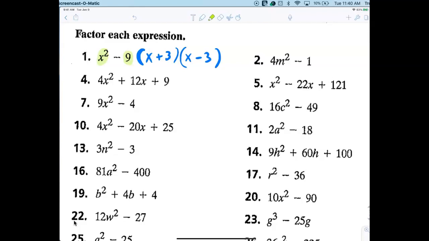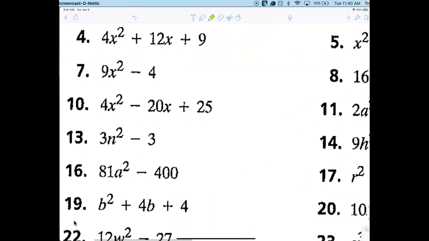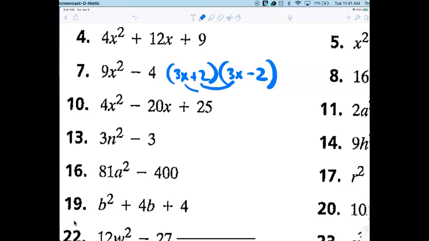Now, I want to try number 7. Everybody's on number 7. Go. No. No. They have to be exactly the same in order for the middle term to cancel out. 3x and 3x. Positive 2, negative 2. Now, the reason why that's important is because we want the middle term to be 0. And the only way we can make 0 is if those two are the same but different signs.